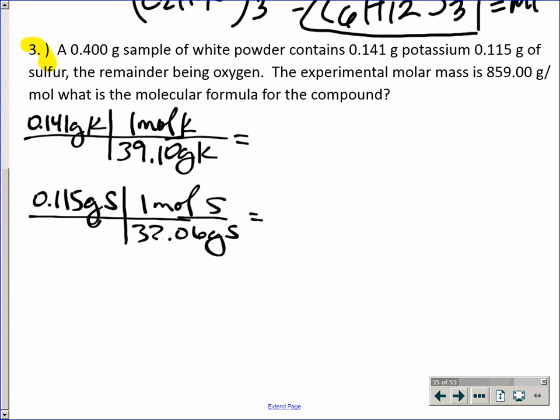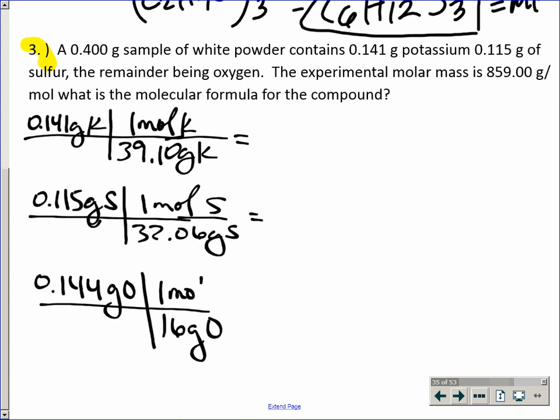Point. Wait, I got you. Yeah, I divided 0.0 for the 0.009, and for the 0.141, I got 0.0036. I got 0.0035. It says it's 1.5, so maybe I did something wrong.